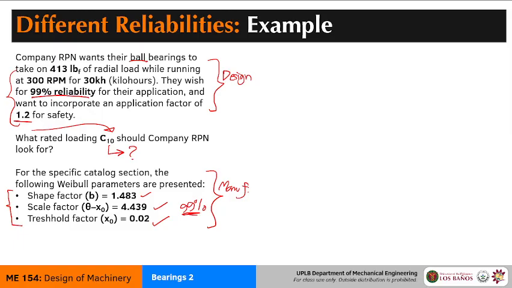And then lastly, this is my design. Where is it reflected in the catalog of my supplier or the manufacturer? So what should be our first step? Recall that our load line equation behaves like this.